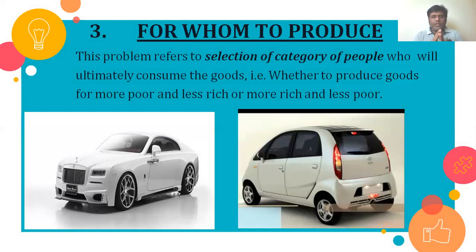So selection of category of people means whether we should produce goods for more rich and less poor, or more poor and less rich. Those who have the paying capacity, accordingly goods will be produced. So for whom to produce is the selection of category of people, whether we should go for classes or masses. Clear?